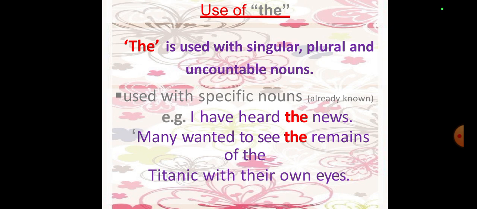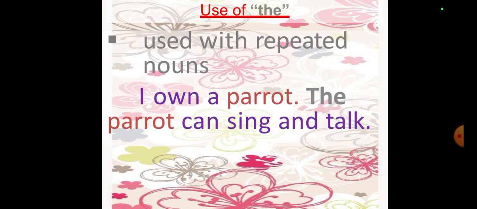Many wanted to see the remains of the Titanic with their own eyes. So here they use "unusually", "specifically". Use of "the" with repeated nouns. Whenever we repeat something, we are not allowed to repeat the same noun again and again. In exchange for that noun or that adjective, we use "the".